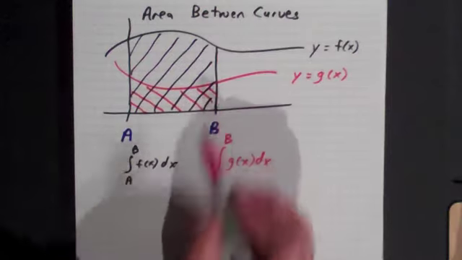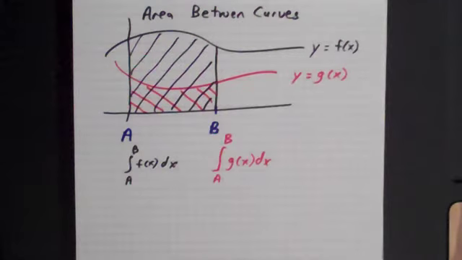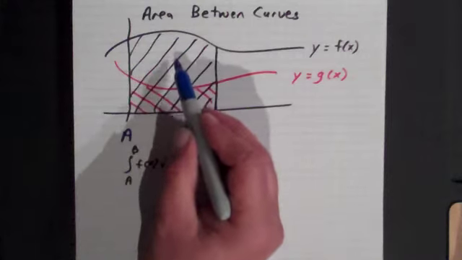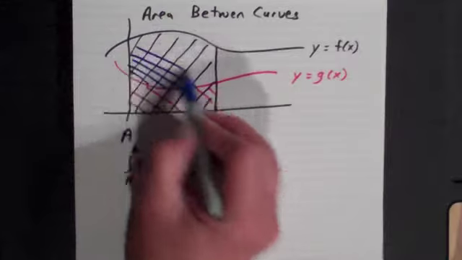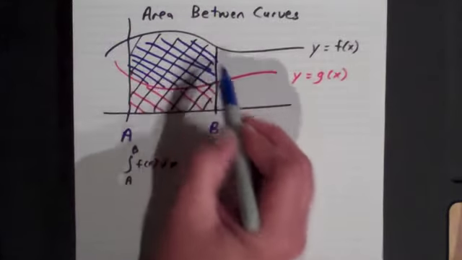Now if I want to find the area between these two, I would take the large area minus the small area. In other words, if I take this shaded area minus this red shaded area, it's going to leave me this area that I'm double shading on top here.